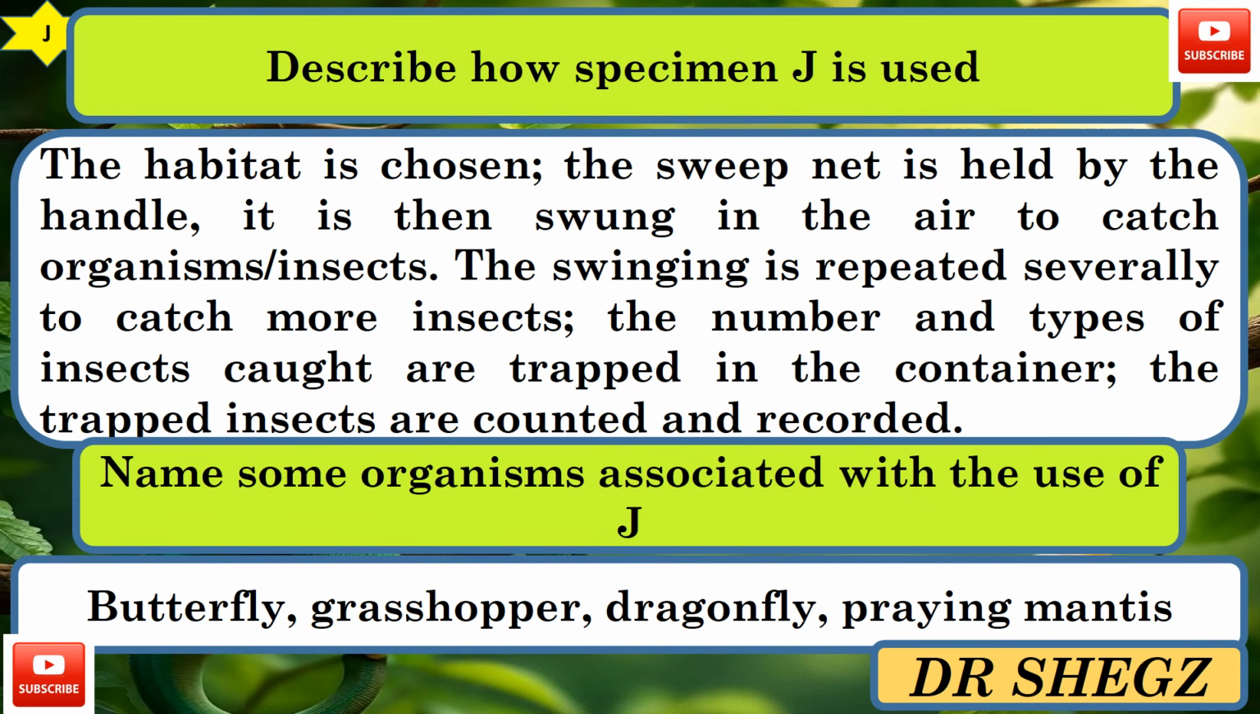Describe how specimen J is used. Now, you select the habitat, then of course you hold the sweep net and you swing it, especially when there are flying insects around. You just swing it and you catch them. There's a place for collecting the flying insects, so the swinging is repeated severally to catch more insects, and then you record the type of insects that were caught in that particular habitat, like your butterfly, grasshoppers, your dragonfly, your praying mantis. All of these can be caught with the sweep net.